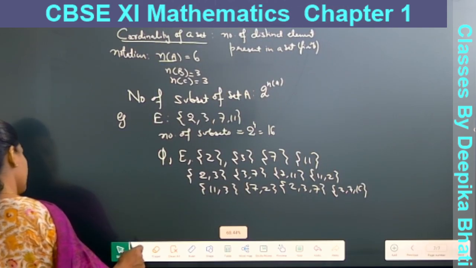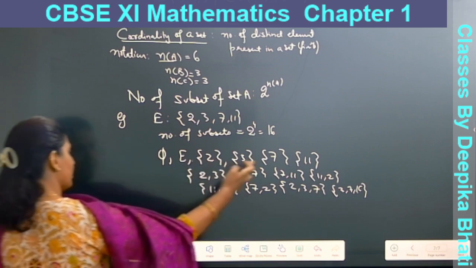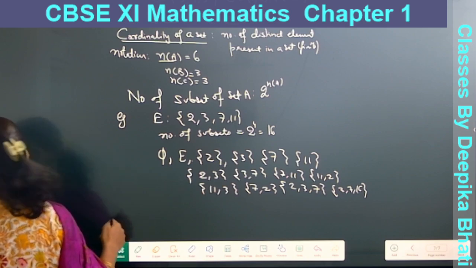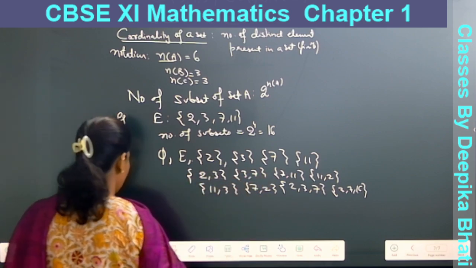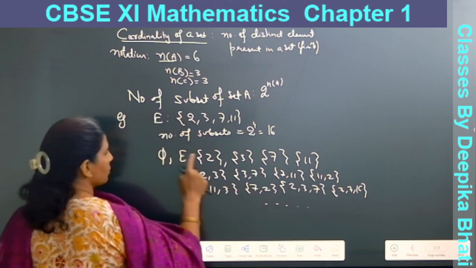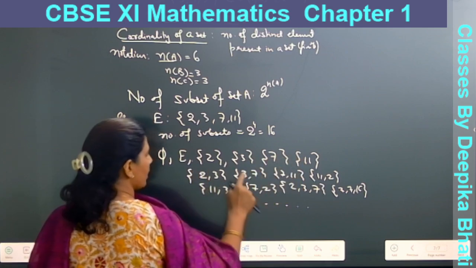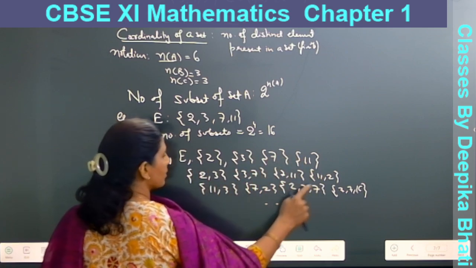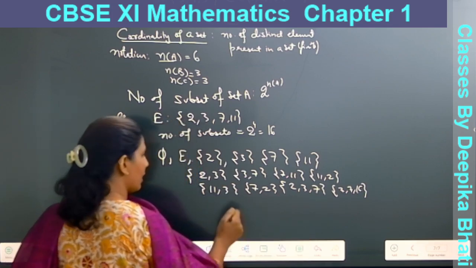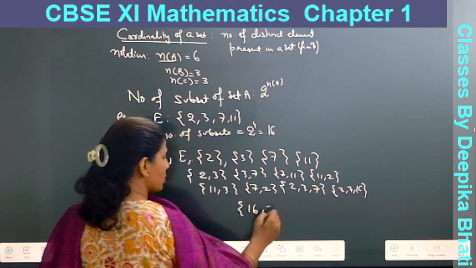Singleton elements like 2, 3, 7 and 11. These are the singletons. Okay, these are the doublets. A few more subsets are there: 1, 2, 3, 4, 5, 6, 7, 8, 9, 10, 11, 12, 13, 14. 14 we have already built. 2 more are left.